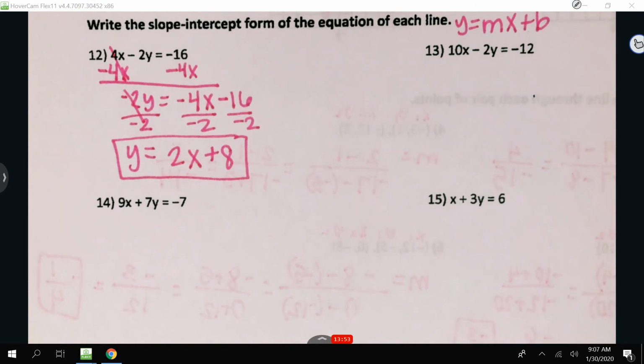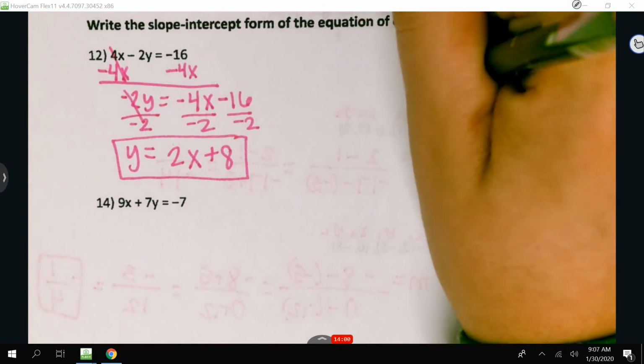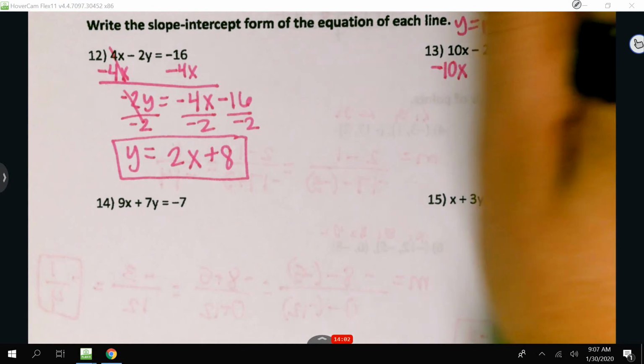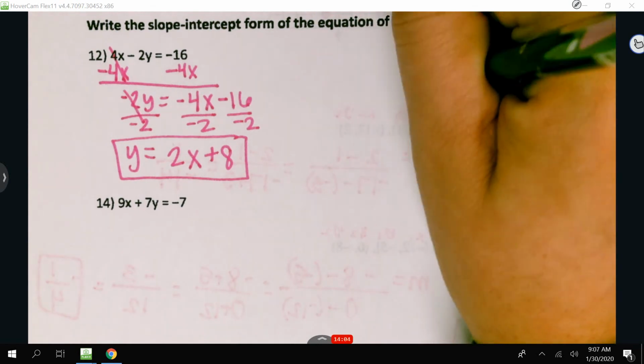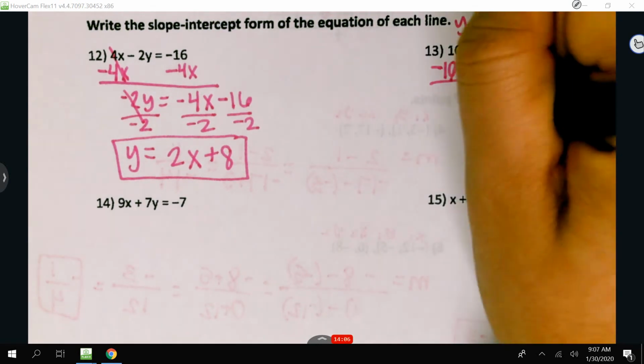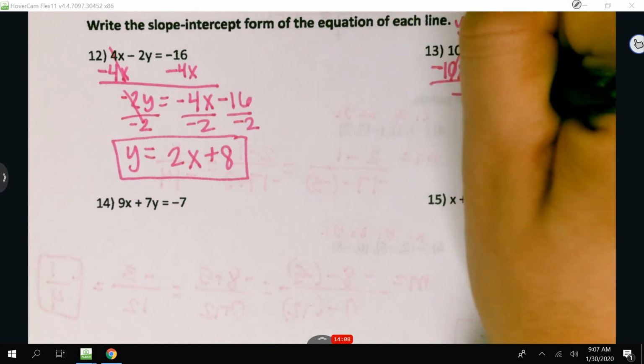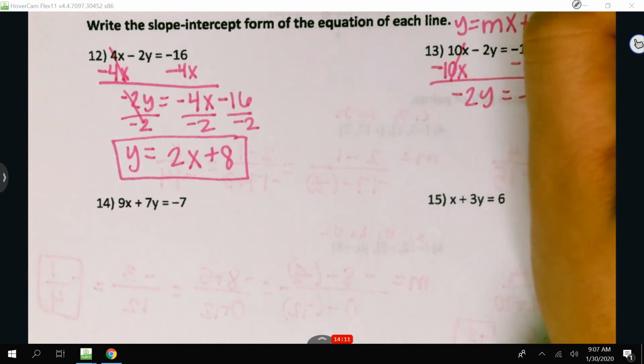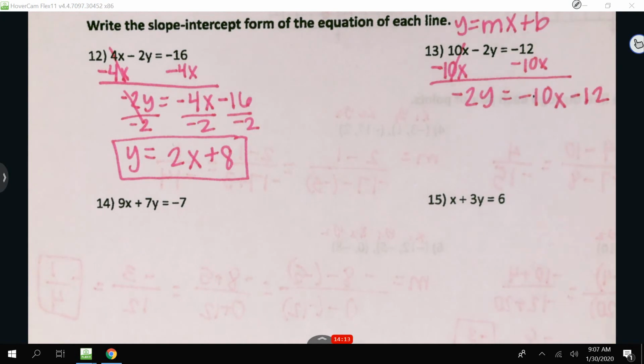Alright, number 13. What do I need to do? Subtract 2 from both sides. Subtract 10x from both sides. So I'm left with a negative 2y again equals negative 10x minus 12.